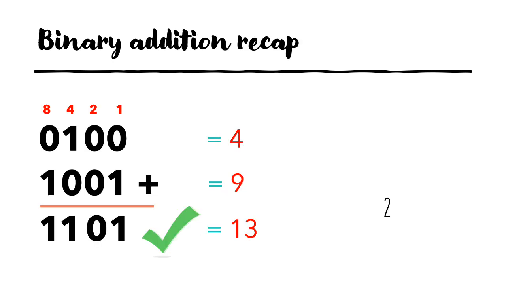To recap on binary addition, we have this example that we've seen before where we're going to add together the binary for 4 and 9. The binary for 4 is 0100 and the binary for 9 is 1001. To add these two binary numbers together, write both one above the other. Make sure that you line the columns up because it makes the maths easier. Then start by working from right to left. So 0 plus 1 is 1. 0 plus 0 is 0, 1 plus 0 is 1, and 0 plus 1 is 1.